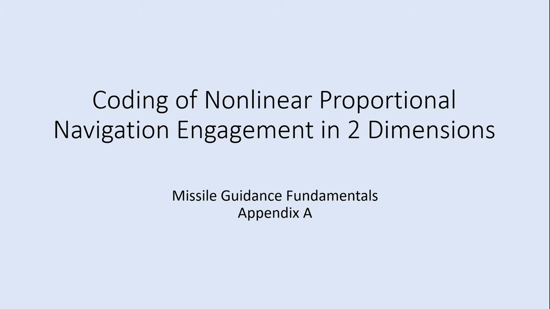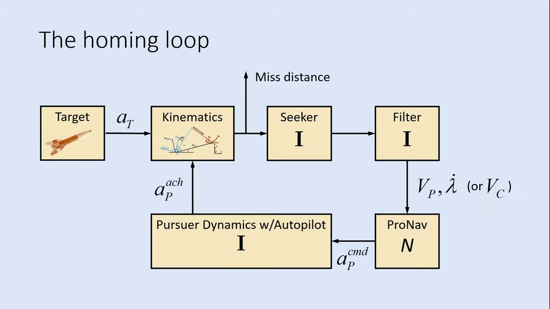In this appendix, we go through in detail how to code a 2D nonlinear engagement with proportional navigation. Just a reminder that we're simulating the homing loop. We have our target and our pursuer. Both are accelerating, giving rise to some kinematics.